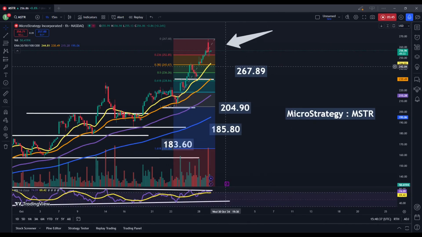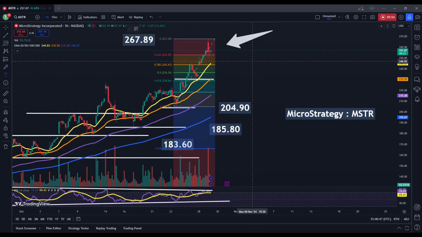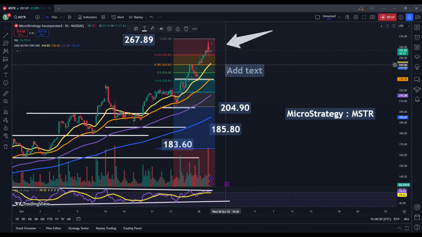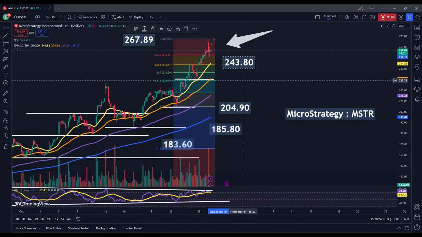One level that I would be watching here comes in at the 38.2% Fibonacci retracement zone, which is seen right around 243.80. So let's just move this number here. Okay, so this would be the initial level that I would be watching, but there's actually a more significant level a bit further downward. And we can see this here at just below 230.